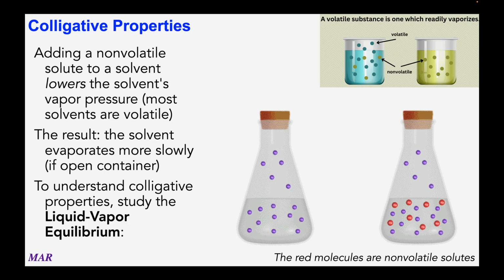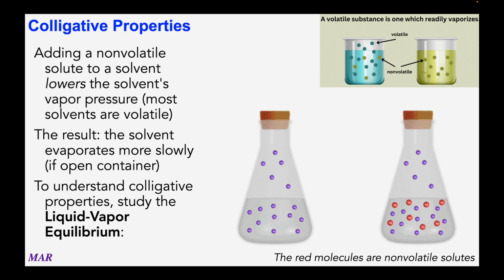Now, volatile means that you have a liquid with an appreciable vapor pressure over it. And most of the time, the solvents are volatile. They'll have a vapor pressure over it. Once in a while, if you have a really heavy molar mass substance, you won't, but most of the time you do, okay? So I'm going to show you a video here in a second with two little Erlenmeyer flasks.